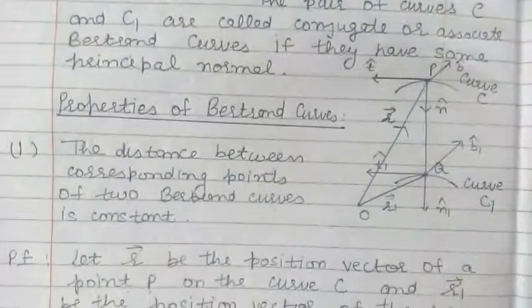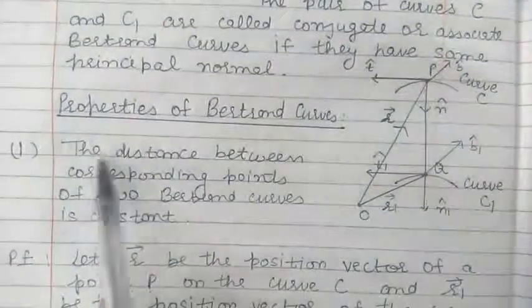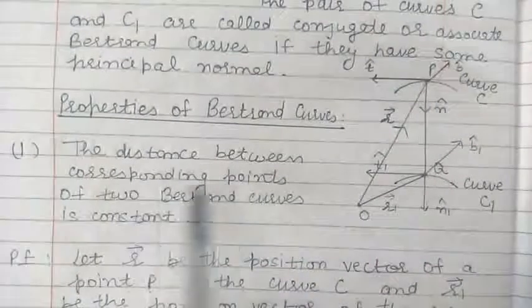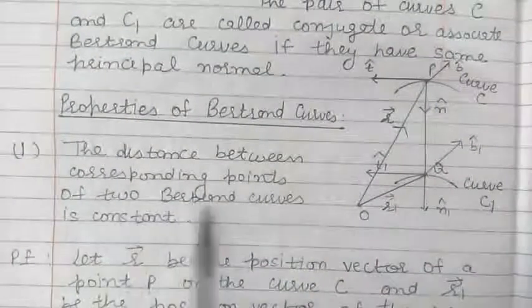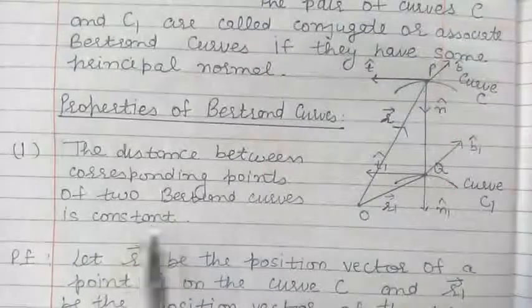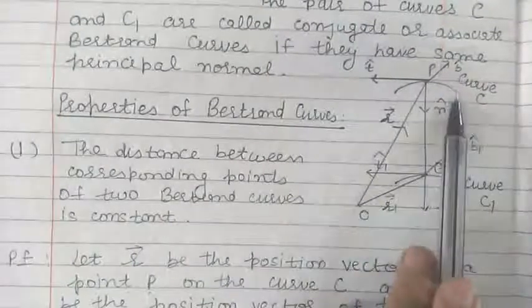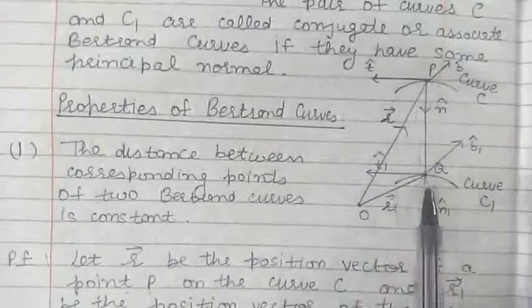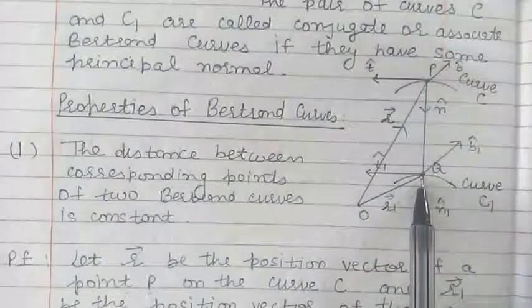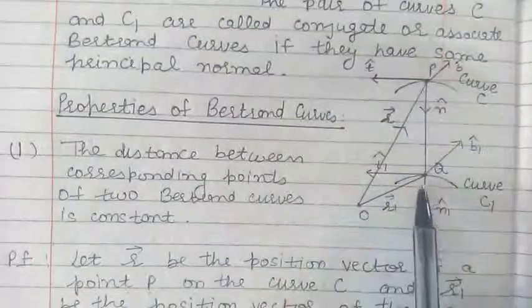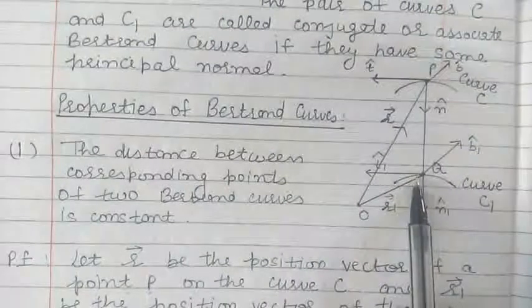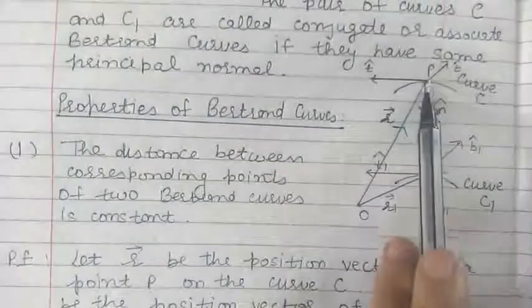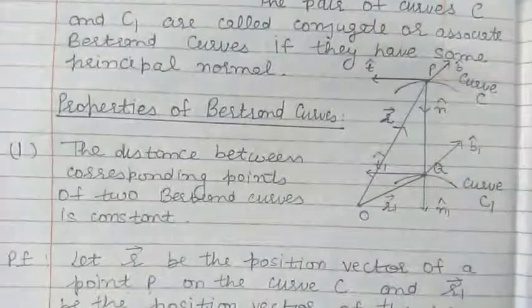So the first property of Barton curves is that the distance between the corresponding points of the two Barton curves is constant. So we have taken two Barton curves, the curve C and C1. This is a pair of curves. P and Q are the corresponding points on the curve C and the curve C1 respectively. We are to prove that the distance PQ is constant.